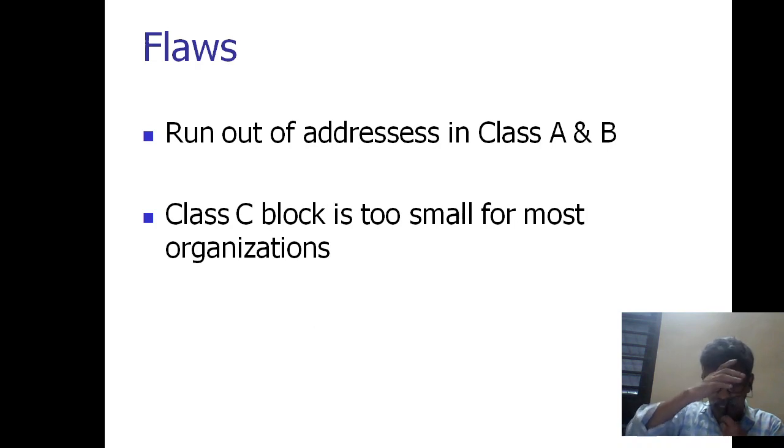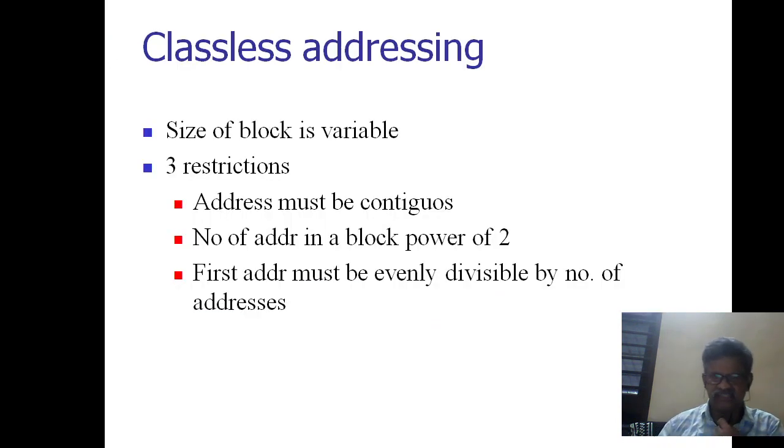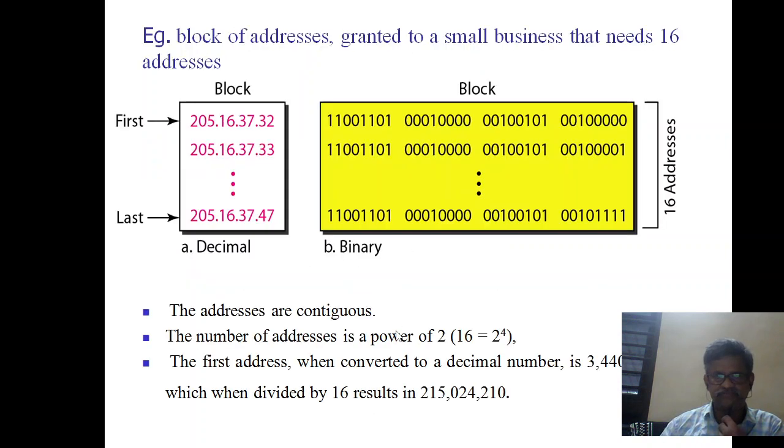So the flaws of classful addressing: it ran out of addresses in class A and B, and a class C block is too small for most organizations. So it was made obsolete and replaced with classless addressing. Now in classless addressing, the block size or the net ID portion is variable. Only 3 restrictions are there. Addresses must be contiguous. The number of addresses in a block should be a power of 2. The first address should be evenly divisible by the number of addresses. We'll see an example of these 3 restrictions.